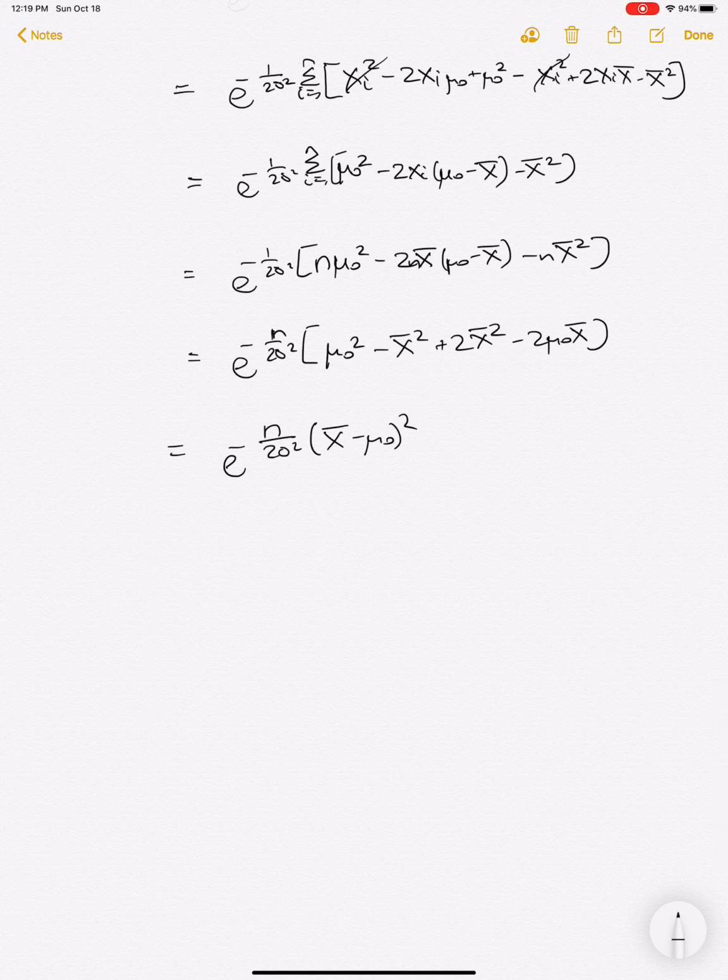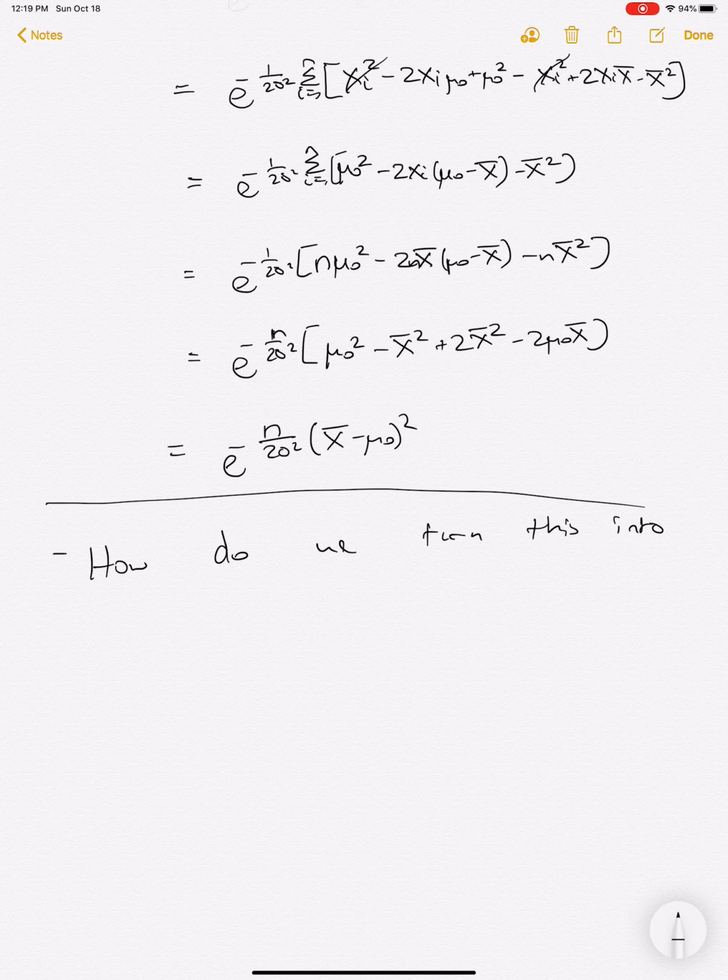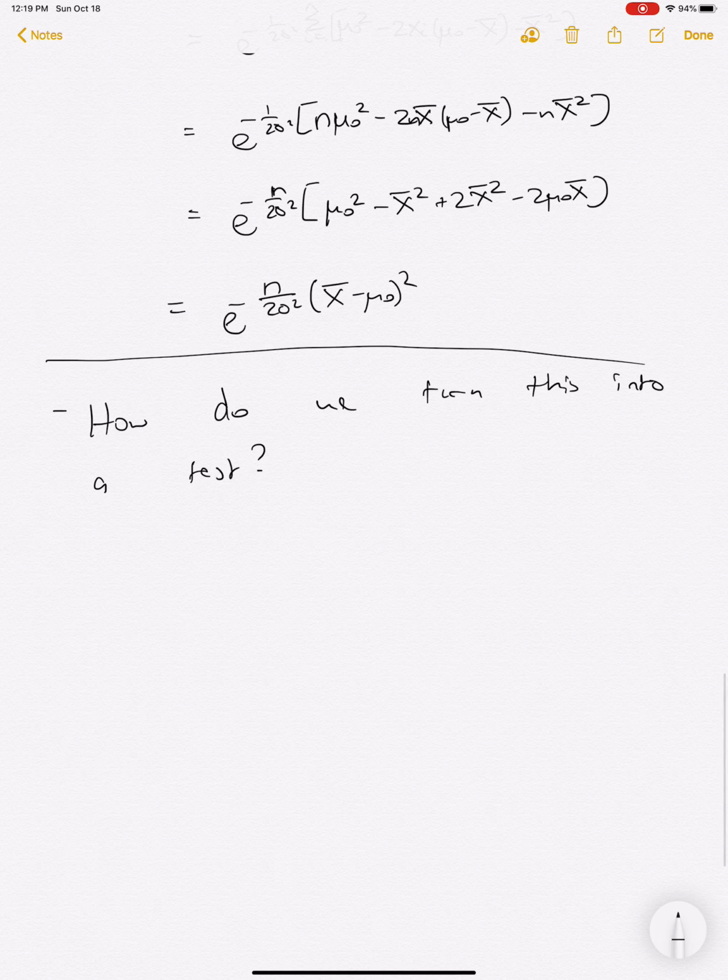So you can write out the GLRT purely in terms of the statistic x bar. And then the question is, how do we turn this into a test? So we have clearly that the size of the test is alpha.